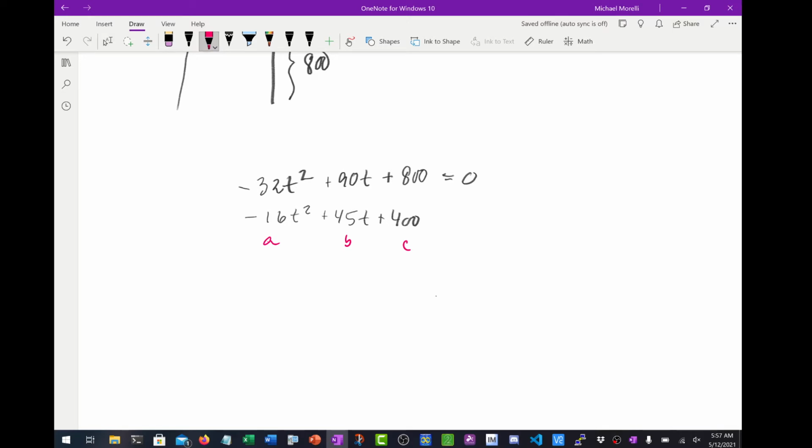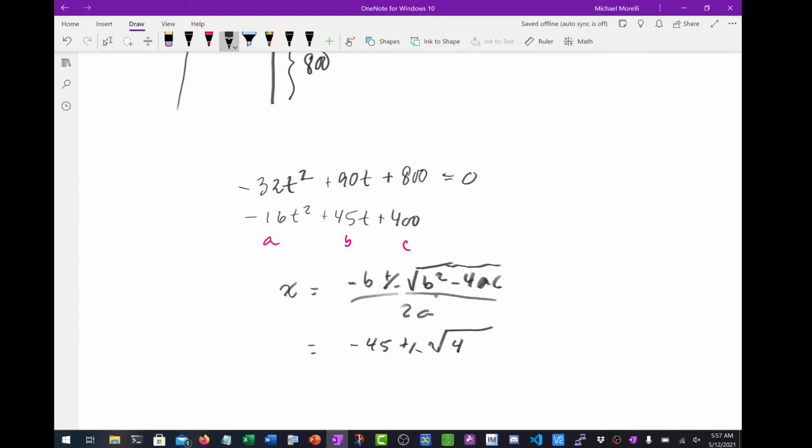Okay, so the quadratic equation is x equals negative b plus or minus the square root of b squared minus 4ac, and then all of this is divided by 2a. Okay, so we've got to plug in our numbers. x equals negative 45 plus or minus the square root of b squared, that's going to be 45 squared, minus 4 times a, which is negative 16, times c, which is 400. This is all divided by 2 times negative 16.